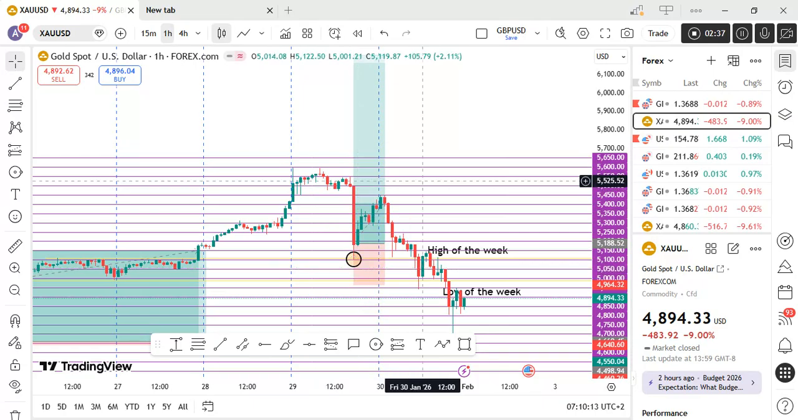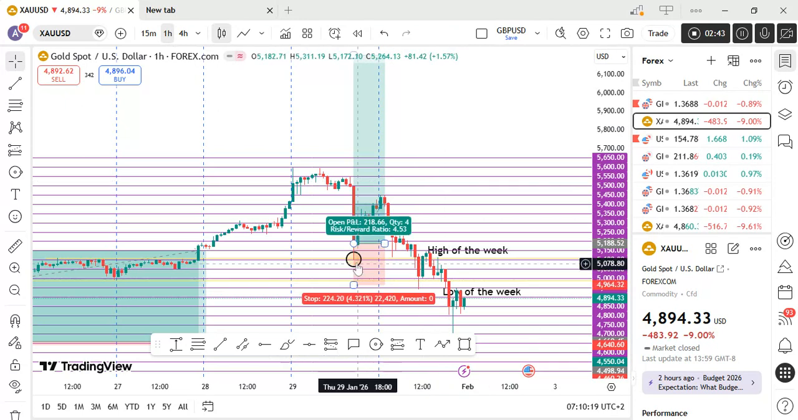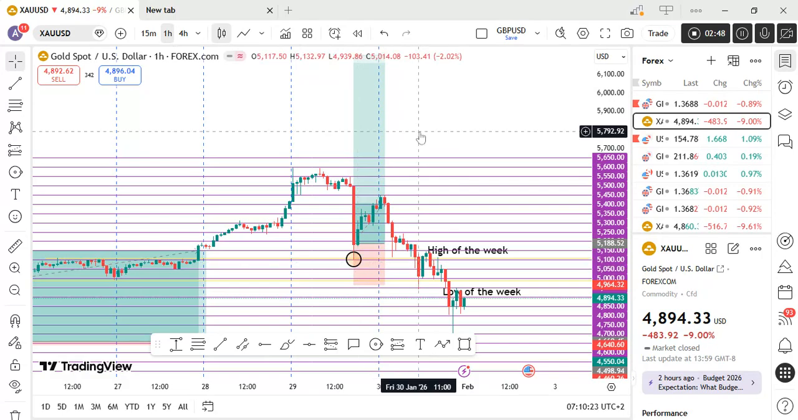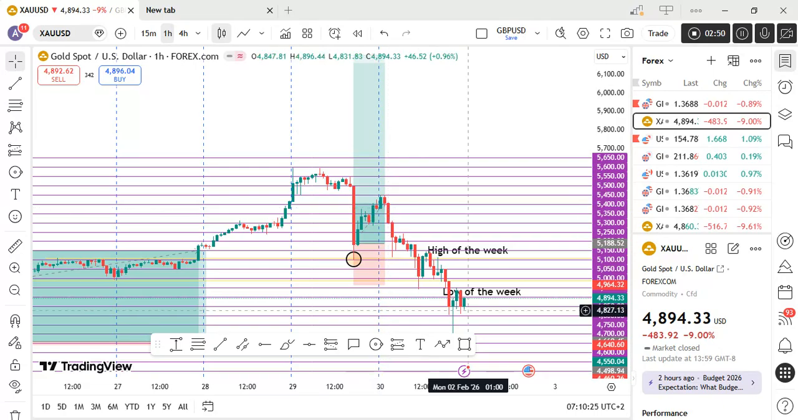Then what did we see? Market failed to create a new high. We were expecting to see market create a new high when market retested this level, but what did we see? Price failed to create a new high. So in other words, price then broke below the low of the week.